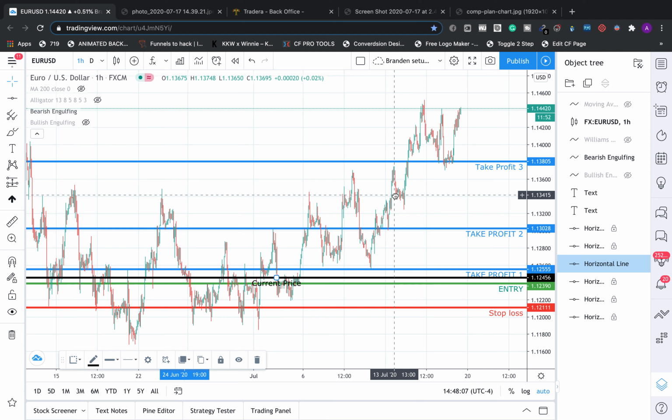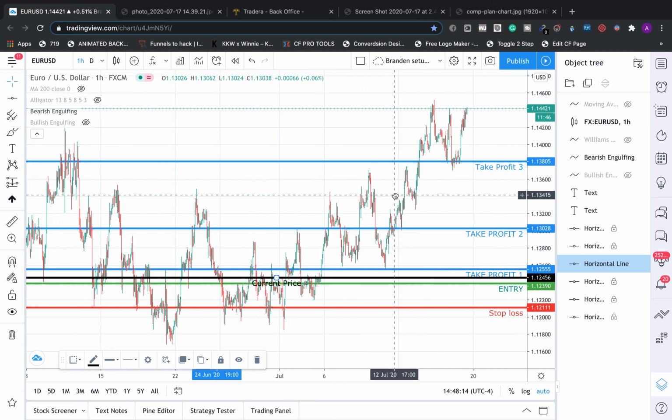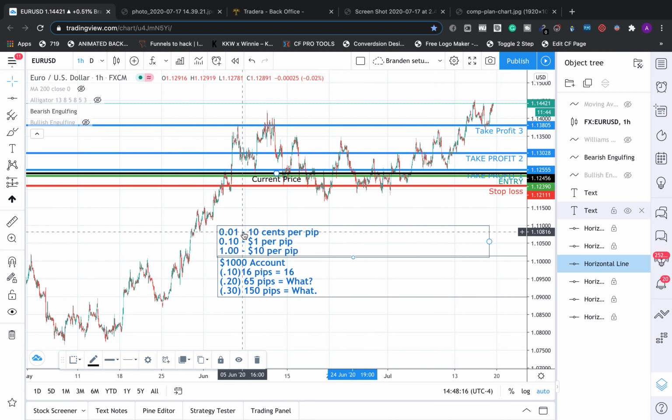Now, the second thing we have to decide is, okay, how much we want to make per pip when we take this trade. So we have something called lot sizes. For example, if I put in 0.01, I would make 10 cents a pip. If I put in 0.10, I would make $1 a pip. If I put in 1.00, I would make $10 a pip. So let's just use 0.10 on a $1,000 account example.